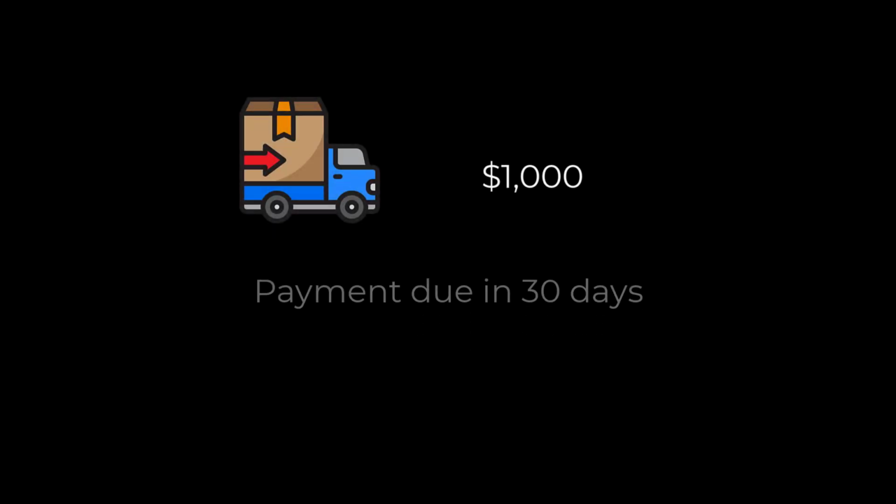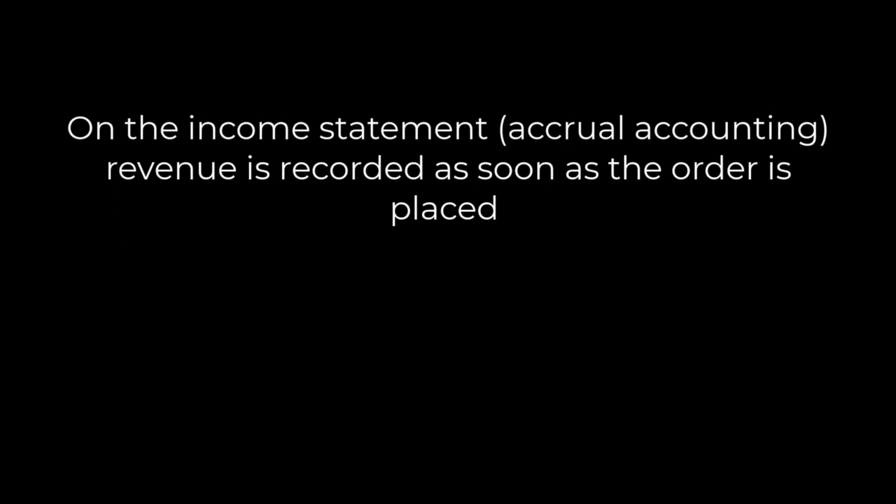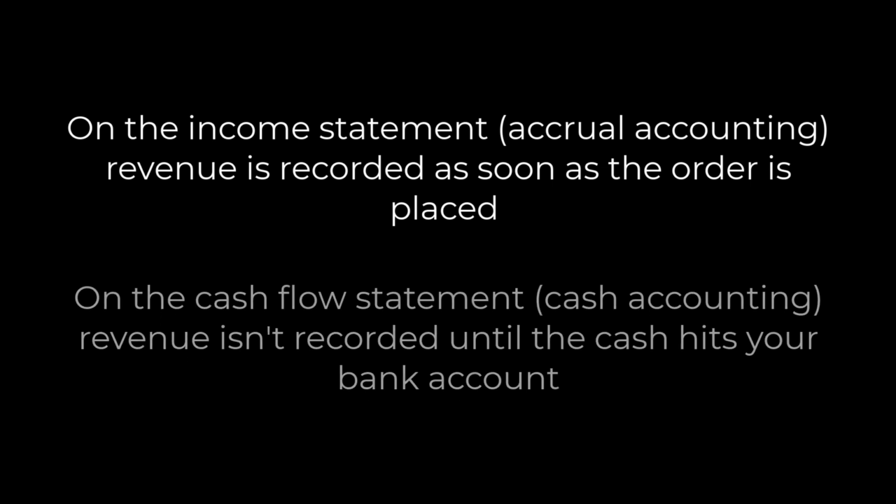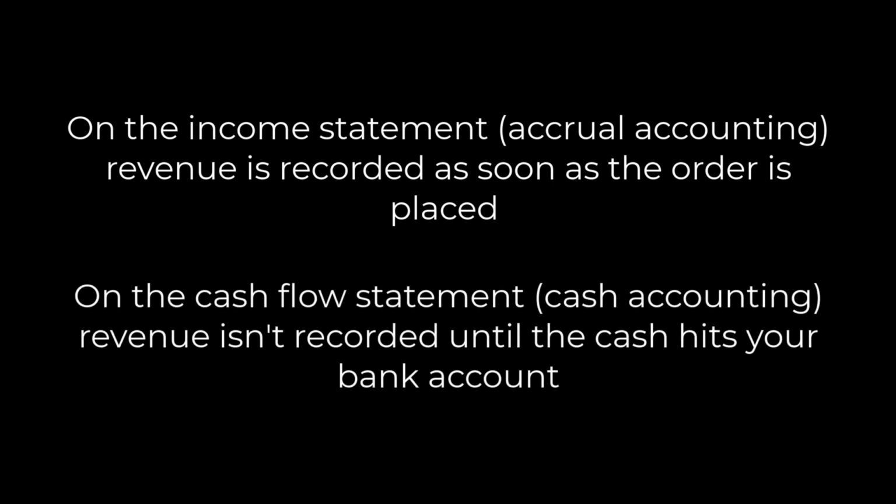Let's say you sell a shipment of shoes for $1,000, but payment isn't due for 30 days. On the income statement, which uses accrual accounting, the revenue is recorded as soon as the order is placed, even though they haven't actually been paid for yet. On the cash flow statement, which uses cash accounting, the revenue isn't recorded until the actual cash hits your account.